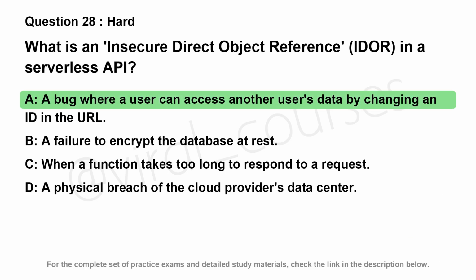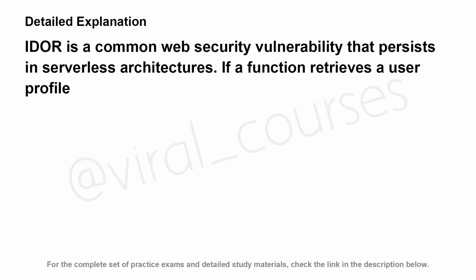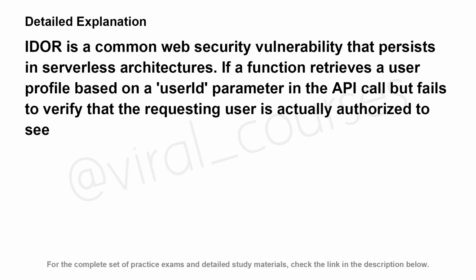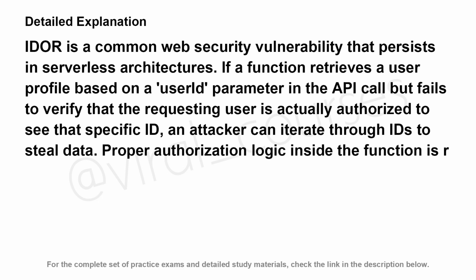The correct answer is A. IDOR is a common web security vulnerability that persists in serverless architectures. If a function retrieves a user profile based on a user ID parameter in the API call but fails to verify that the requesting user is actually authorized to see that specific ID, an attacker can iterate through IDs to steal data. Proper authorization logic inside the function is required to prevent this.